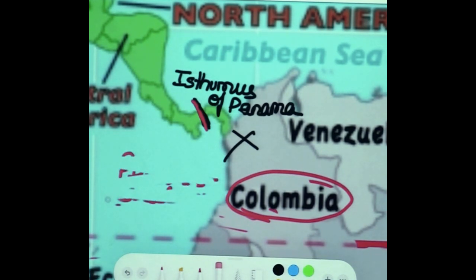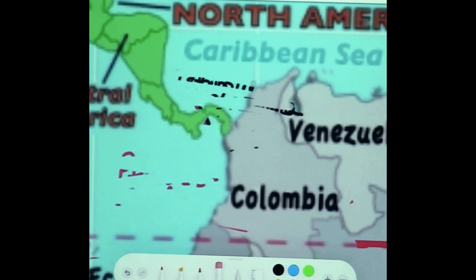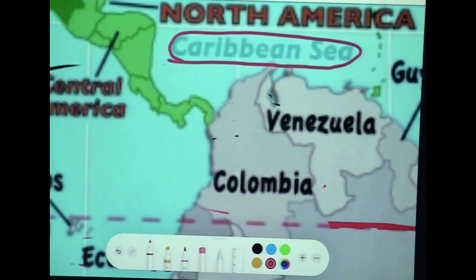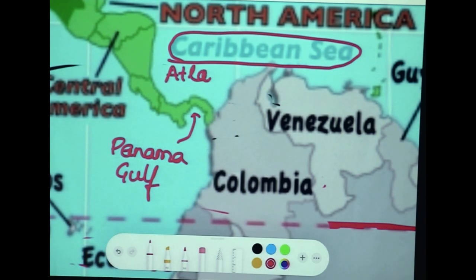Now if I have to quickly pick up the reference details of the Panama Canal before we go back to our location of South America: the Panama Canal extends from the Caribbean Sea to this location. This is the water which is called Panama Gulf. And this automatically means that we are interconnecting the Atlantic Ocean and the Pacific Ocean.